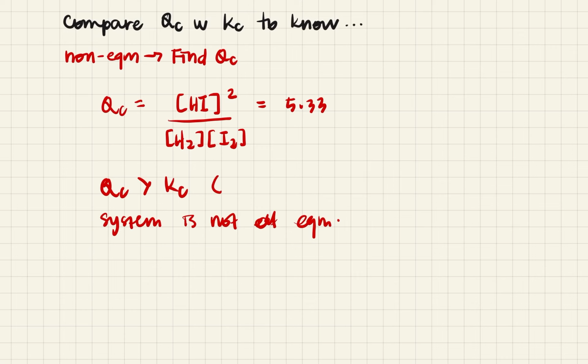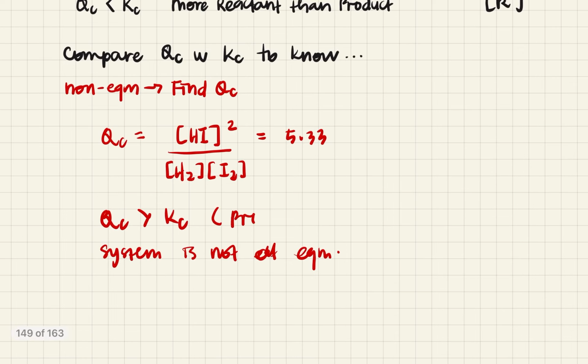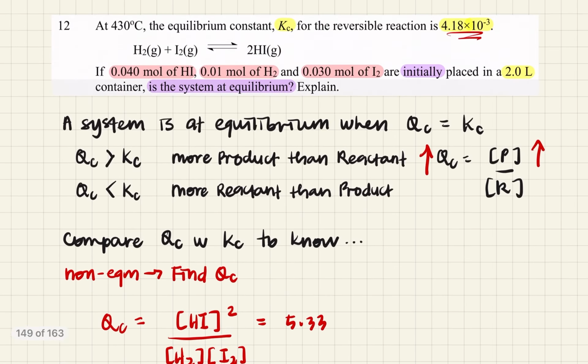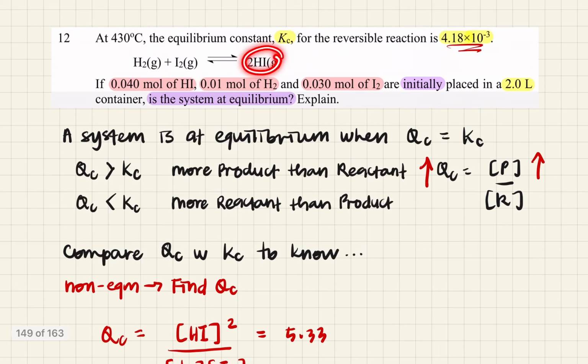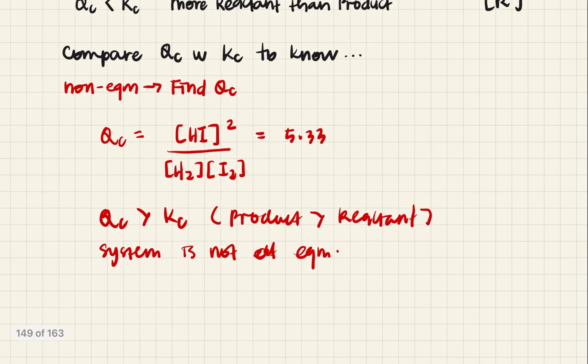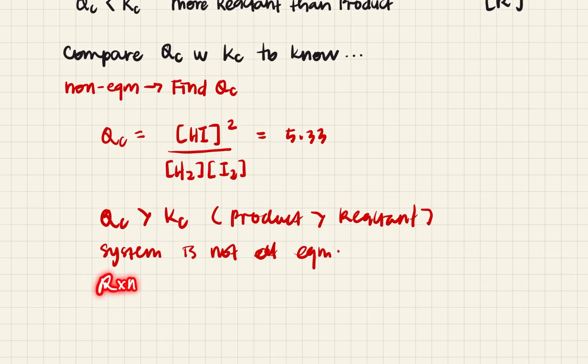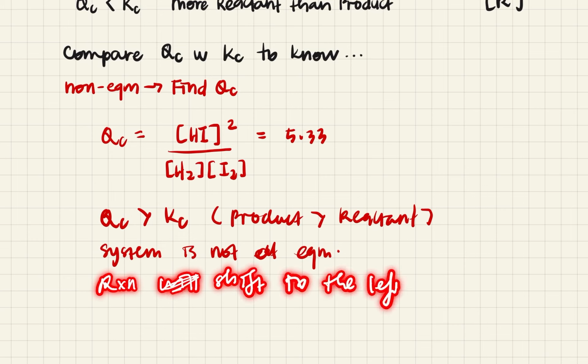This means you have more product than reactant, right? So to reduce the product so that you reach equilibrium, how? You will shift, to reduce the product, you have to shift to the left. So shift to the left means the reaction shifts to the left in order to achieve a chemical equilibrium.